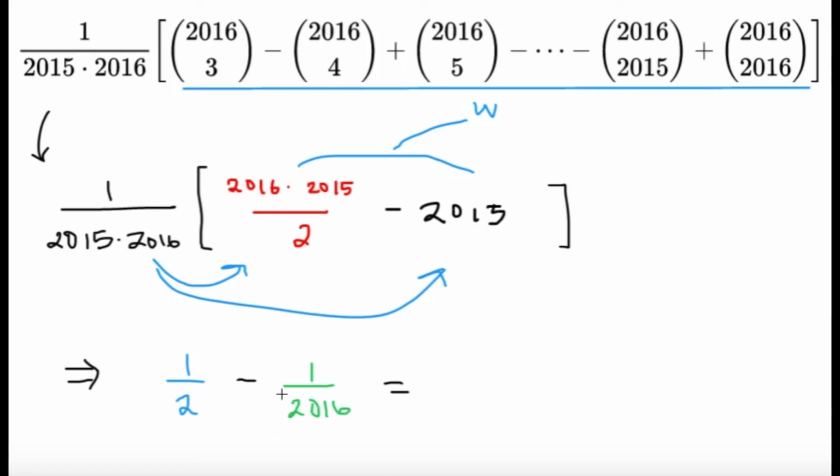Let's make it into one fraction. It's just 1008 minus 1 over 2016. If we evaluate this, we're going to get our final answer of 1007 over 2016. And this is indeed our answer.